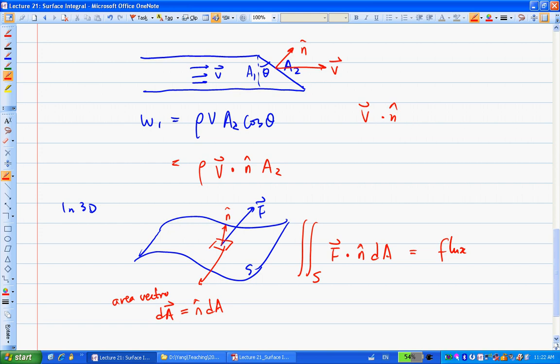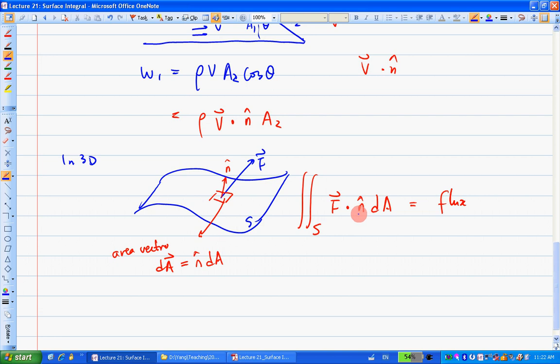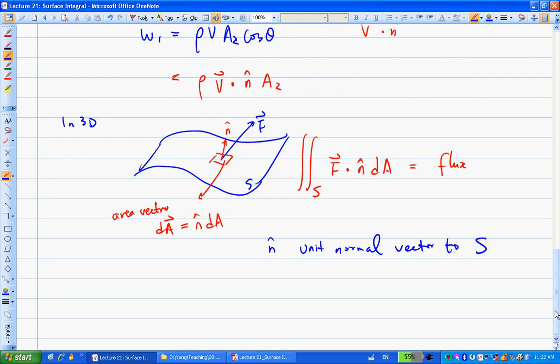Okay, good. Now you look at this formula. What I need you to understand is what a couple of the symbols represent. First of all, you need to always remember this n hat. It represents the unit normal vector to the surface S. And dA is a small area on the patch of the surface S, and F represents the vector field.